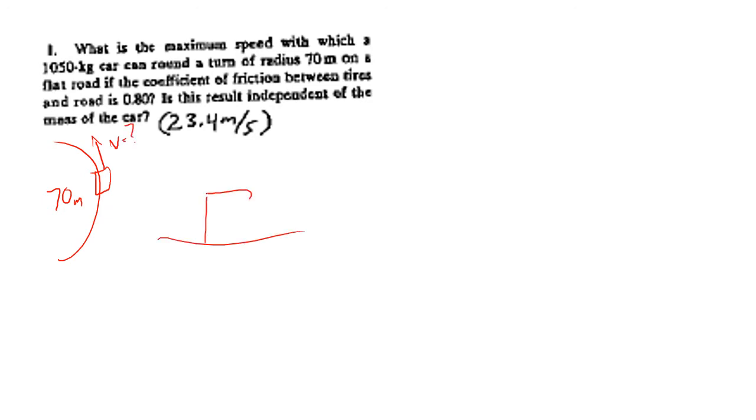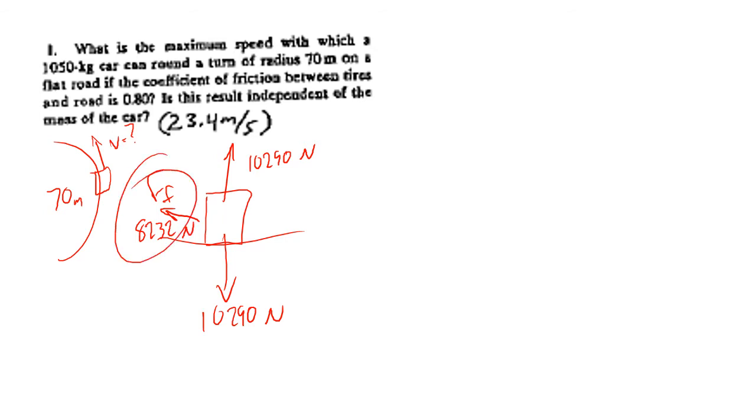Alright, the car is on a flat road, which means it's got an mg of 1050 times 9.8, which is 10290 newtons. So it's got a normal force of 10290 newtons. Now if it's turning to the left, that means your frictional force is going to be pulling it to the left. So your friction force is 0.8 times that, which is 8232 newtons. So this is going to be your centripetal force.